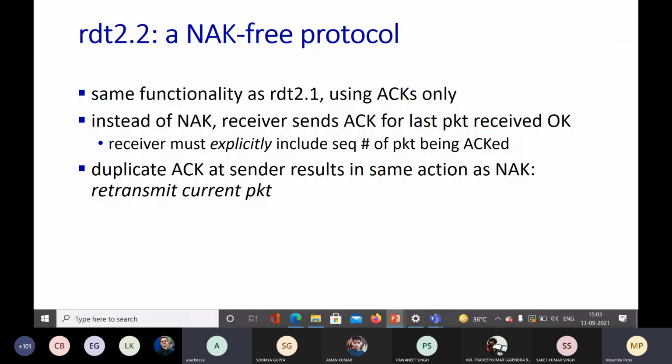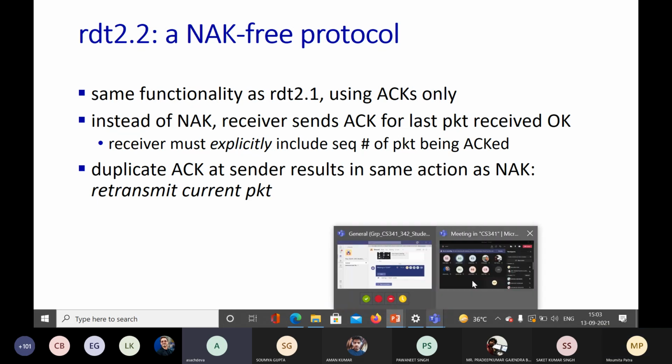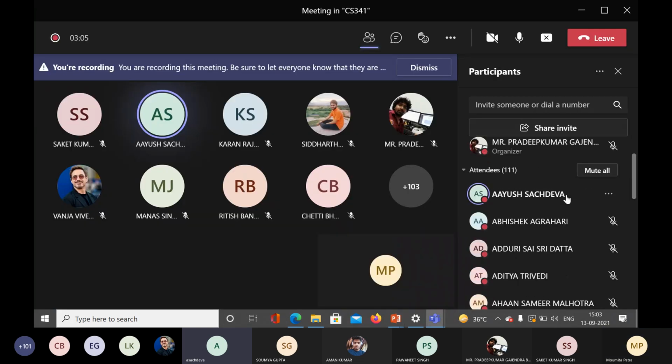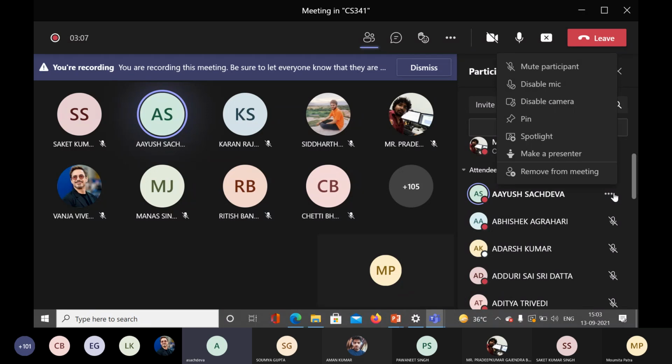Somebody's not muted. Please mute yourself. Ayush, Sachdev, yes, if you are not listening to the class, you can always just leave the meeting. All right?